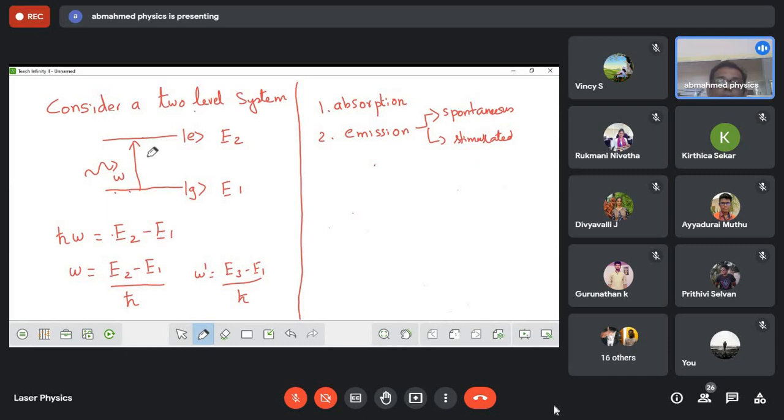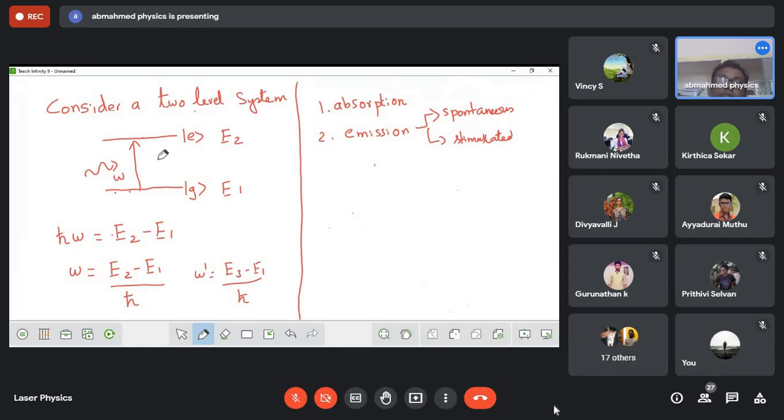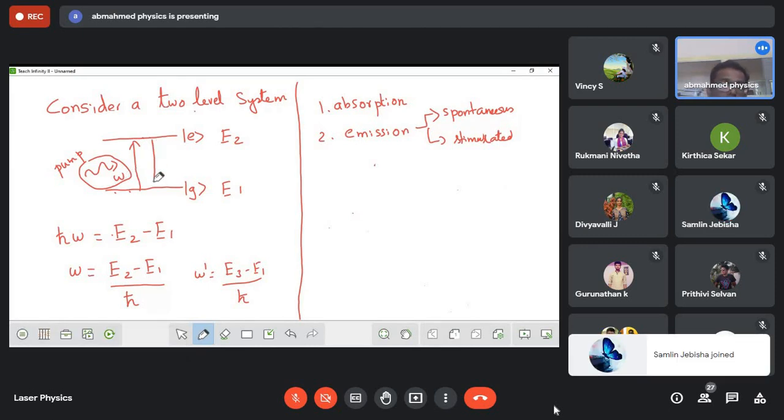It can come to ground state via two ways. One is spontaneous emission, another one is stimulated emission. The only difference is whether energy is given. Suppose you have to give omega energy, then if it comes back, it is called stimulated. This one is called a pump, that means you are giving energy. If you are giving energy omega and it comes back, then it is called stimulated.